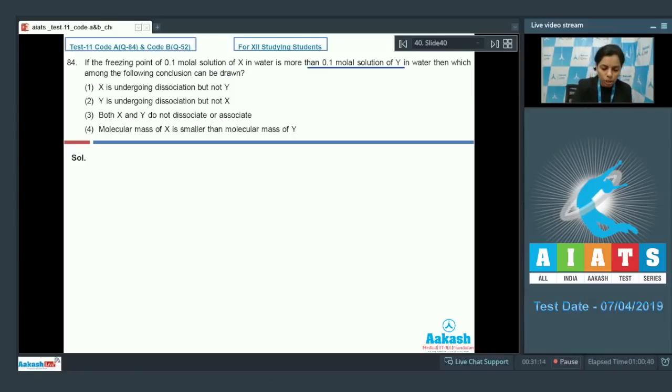So simply let's check the options given here. X is undergoing dissociation but not Y. This is wrong. Y is undergoing dissociation but not X. Yes, it is correctly given here. That's why it becomes correct. Both X and Y do not dissociate or associate. This is wrong. And further, molecular mass of X is smaller than molecular mass of Y. You cannot interpret this fourth option from this. So only the second statement is the actual conclusion that you can draw from the given information. So option 2 becomes your correct answer.